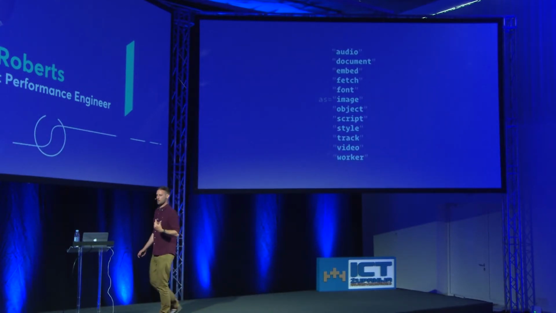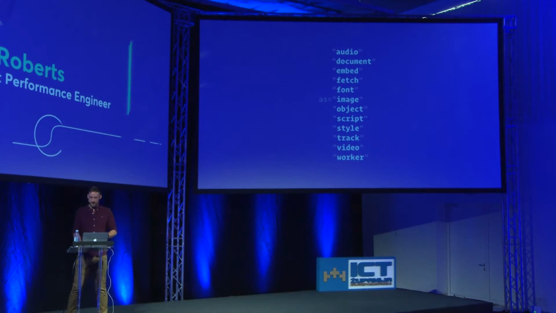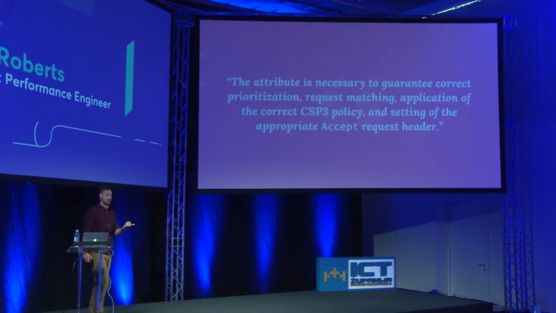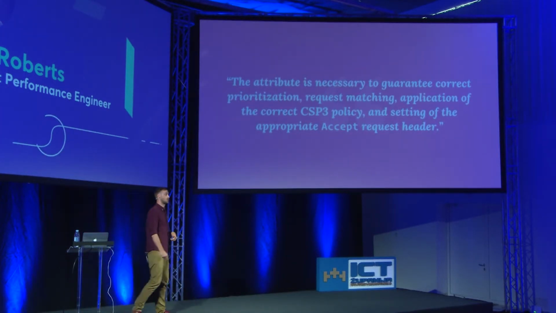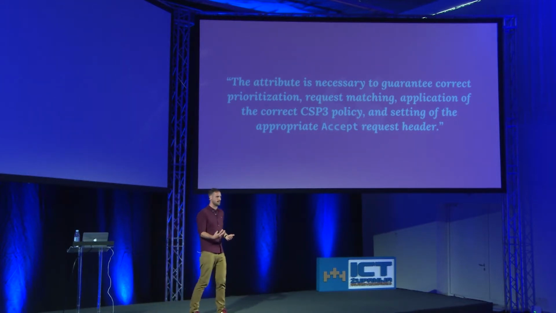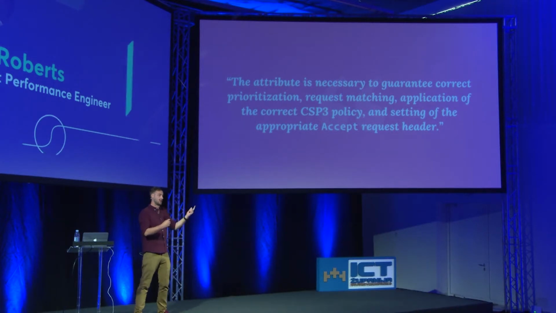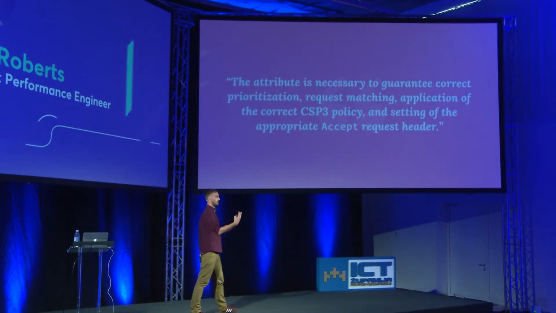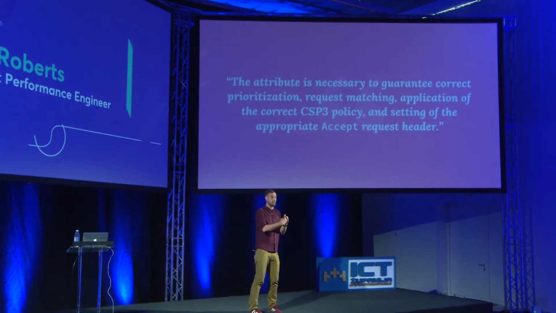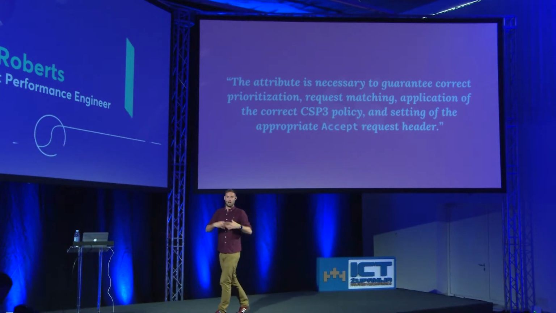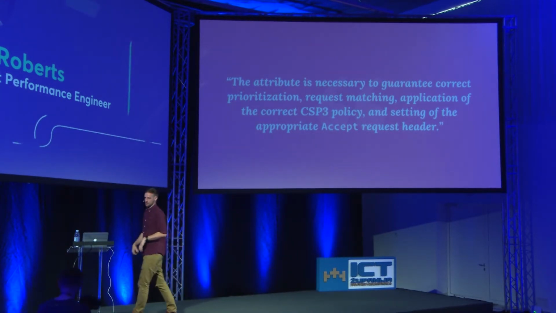And the as attribute is really powerful. It will guarantee correct prioritization. It will ensure that the browser treats the preloads with the correct priority. A font is more important than an image. A style sheet is more important than a font. A script is less important than a style sheet, but more important than a font. So the browser needs to know what order to execute these things in.